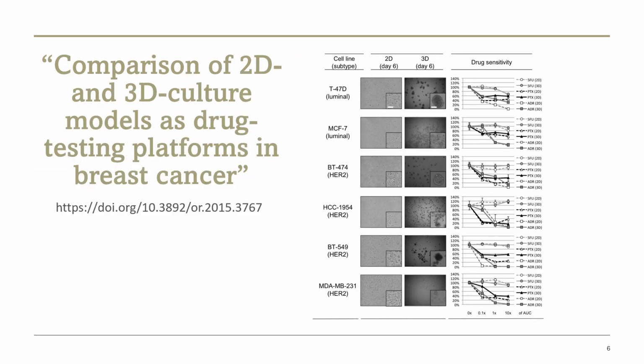This figure is from the paper Comparison of 2D and 3D Culture Models as Drug Testing Platforms in Breast Cancer. In this paper, it was found that 3D cell cultures were more likely to represent the in vivo desired conditions compared to 2D cell cultures. In this figure, it is shown that the breast cancer cells form dense multicellular spheroids in the 3D cell cultures, and this decreased the cancer cell's sensitivity to chemotherapeutic drugs. In the graphs on the very right, you can see that the drug sensitivity for the 3D cultures was decreased compared to the 2D cultures.